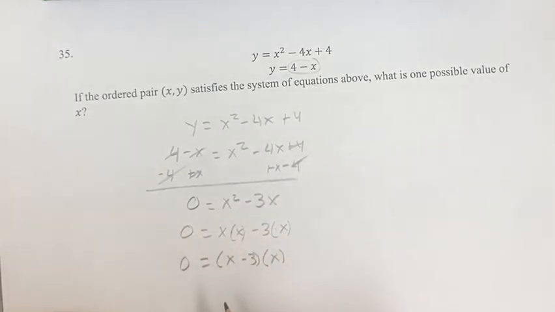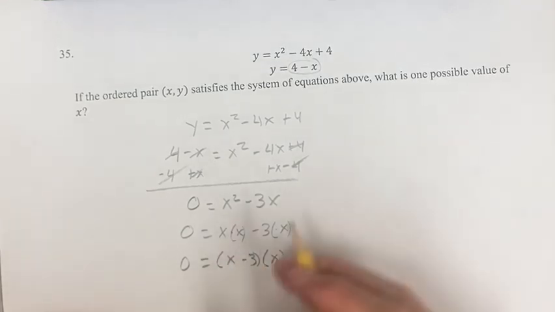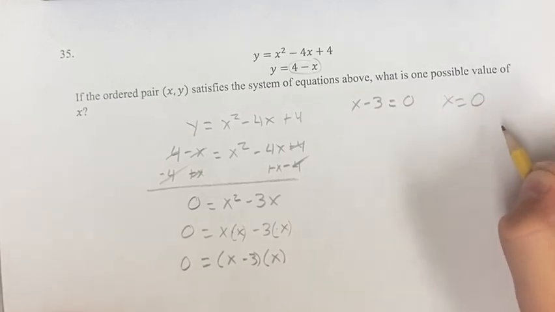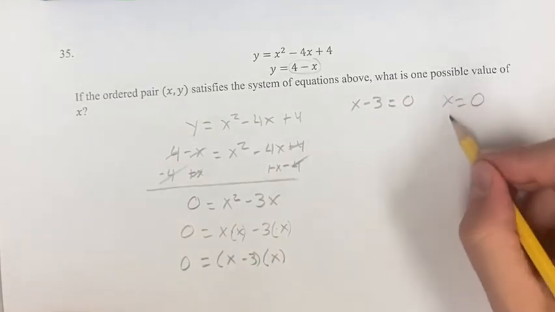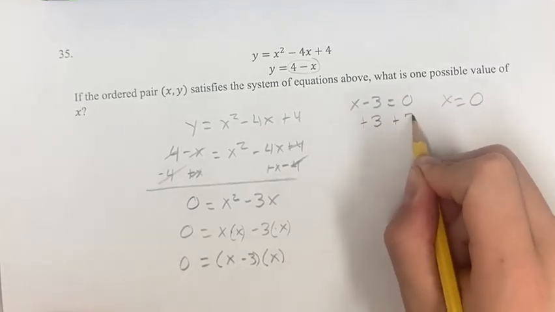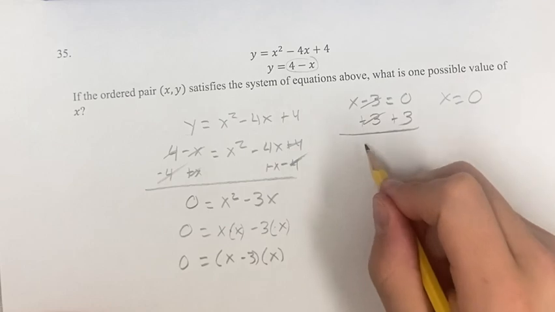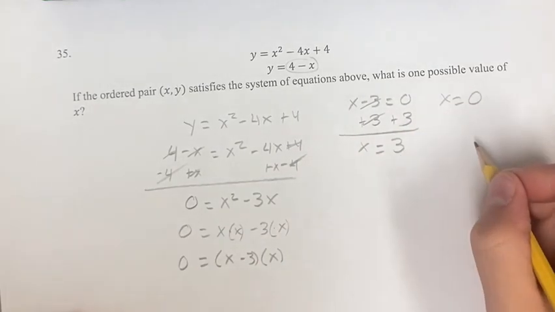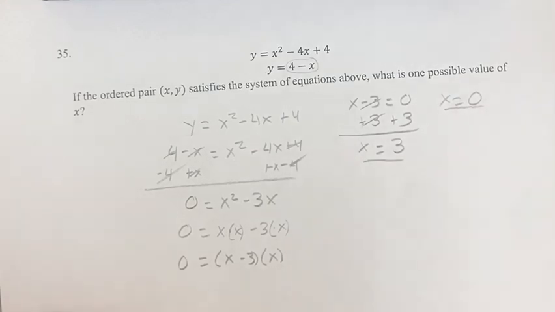Okay, so if x minus 3 times x is equal to 0, for this equation to be true, either x minus 3 has to be equal to 0 or x has to be equal to 0. Well, if x is equal to 0, then we've already solved for that one. If x minus 3 is equal to 0, we have to add 3 to both sides. These will cancel. We'll get x is equal to 0 plus 3, which is 3. So these are our two possible values of x.